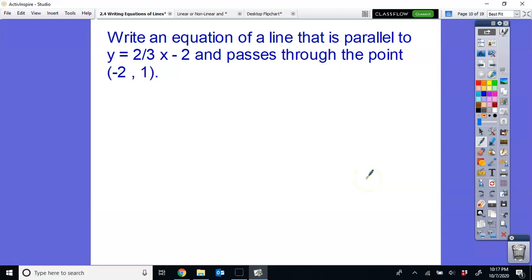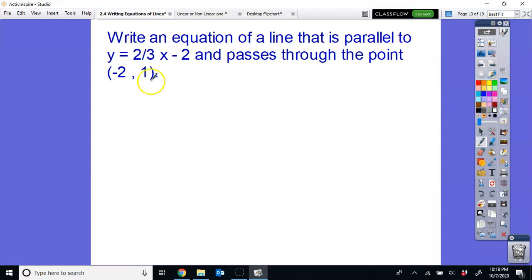This one does require you to know something about parallel lines that you learned in middle school. So if you want to pause and try it here, you can do that. If you want to watch my explanation, then go back and try it again later and see if you got it. Or try some of the practice problems in the homework. That's fine too. So we're going to write an equation of a line that is parallel to y equals 2/3 x minus 2.